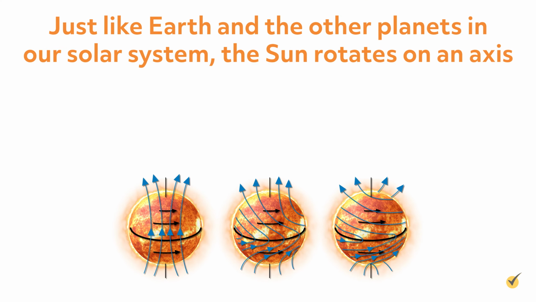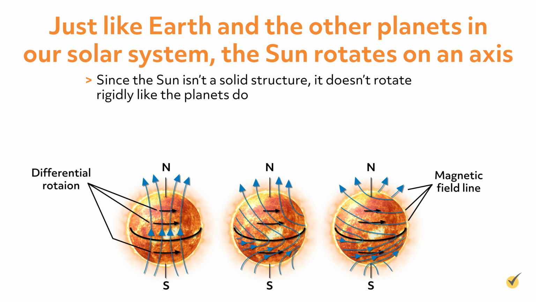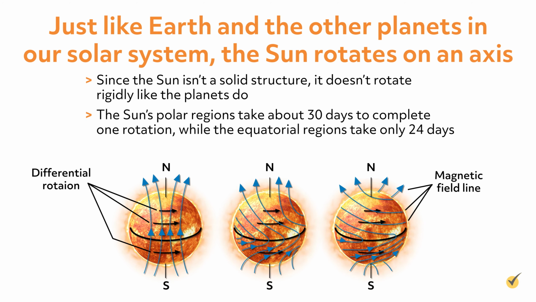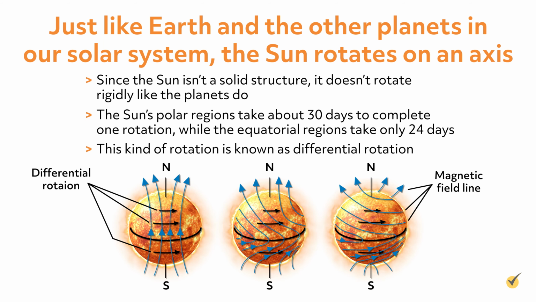Just like Earth and the other planets in our solar system, the Sun rotates on an axis. However, since the Sun isn't a solid structure, it doesn't rotate rigidly like the planets do. In fact, the Sun's polar regions take about 30 days to complete one rotation, while the equatorial regions take only 24 days. This kind of rotation is known as differential rotation.